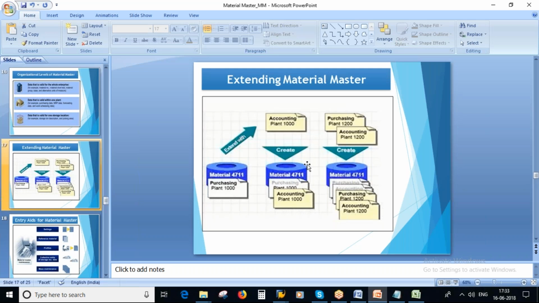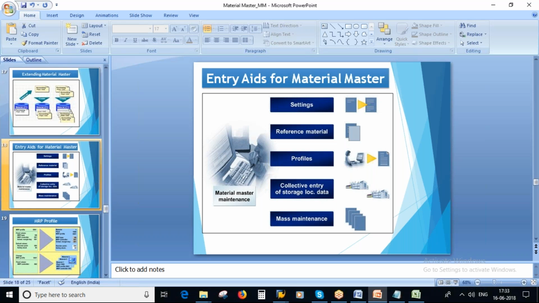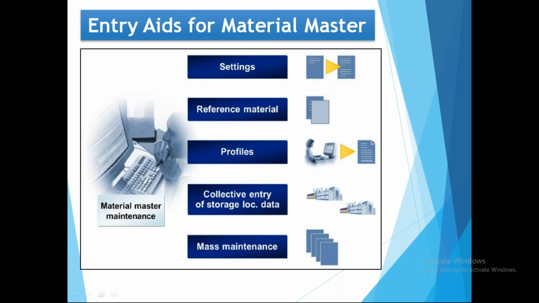Now the next one is we will discuss some of the entry aids in material master. That means when you are working on the material master, SAP has given some options so that material master maintenance becomes very easy. The first one is settings, next one is reference material, third one is profile. We'll discuss all these one by one. Next one is collective entry of storage location data. Another one is mass maintenance.